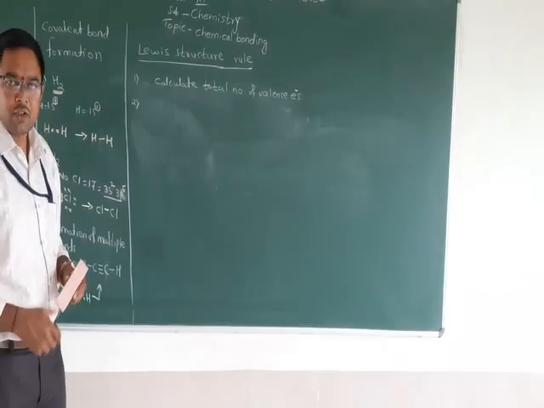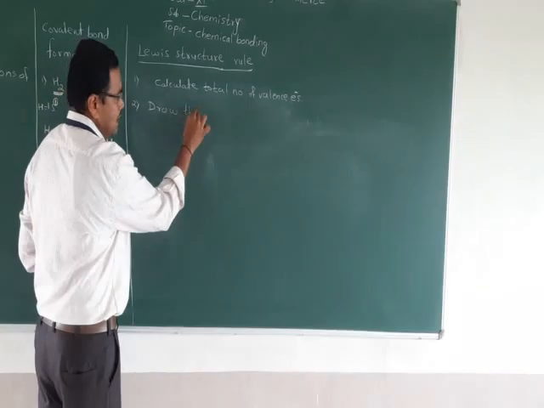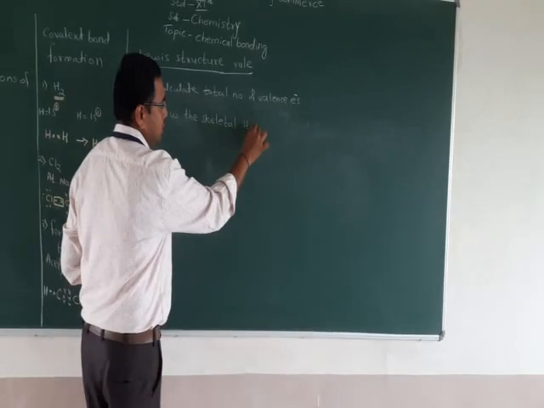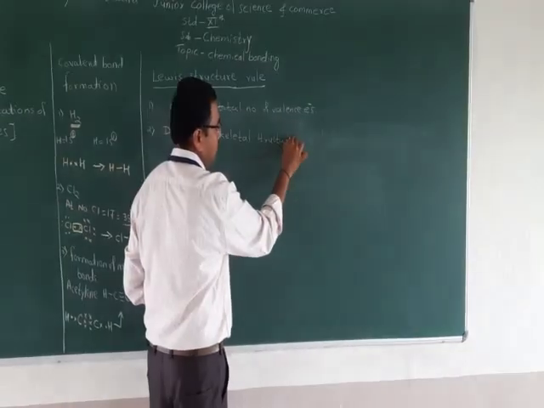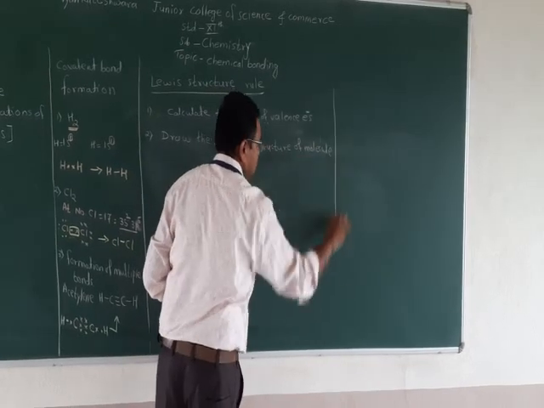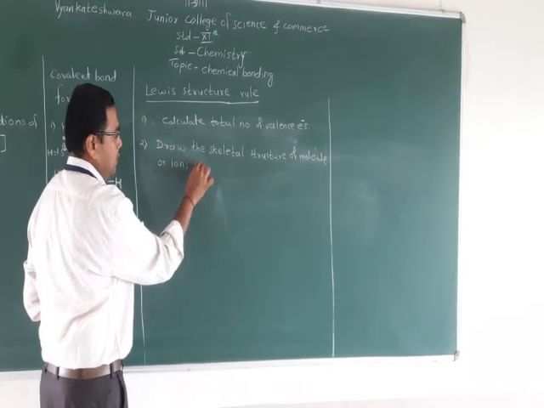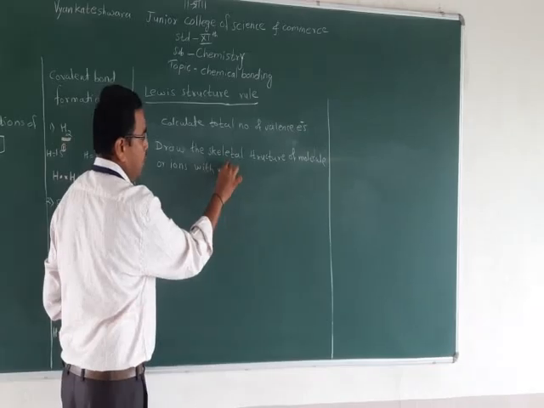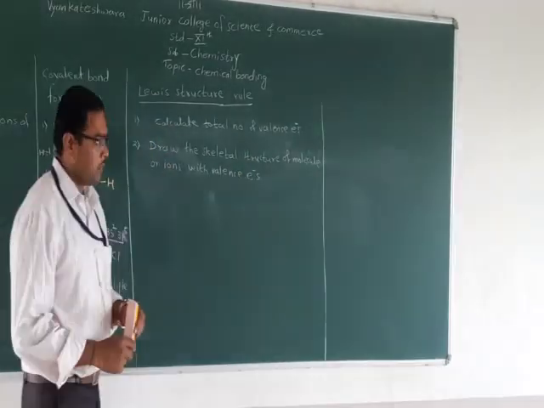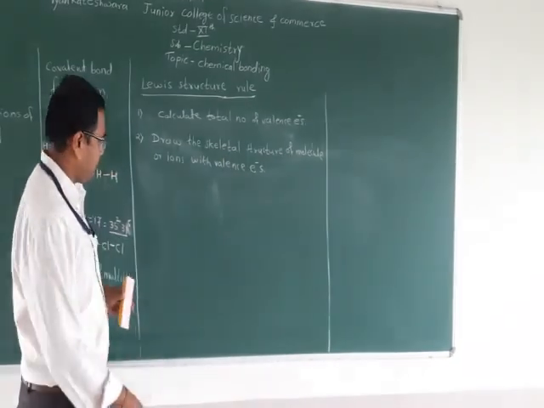Second, draw the skeletal structure of the molecule or ion with valence electrons. Skeletal structure with their valence electrons.